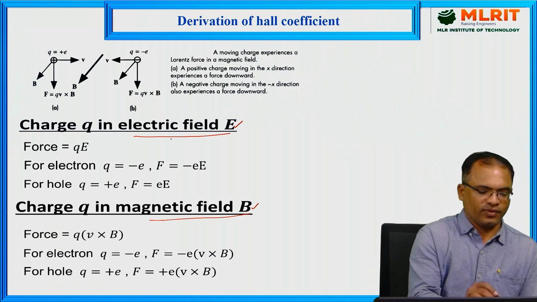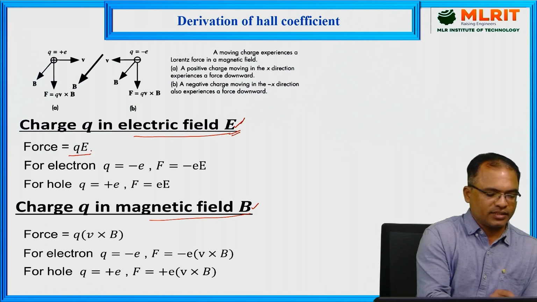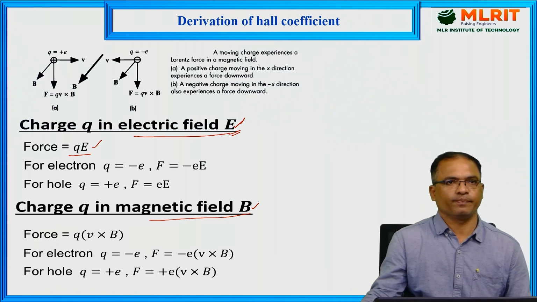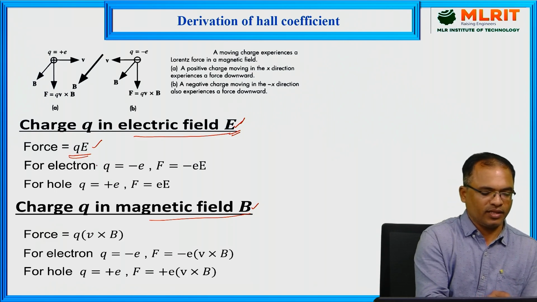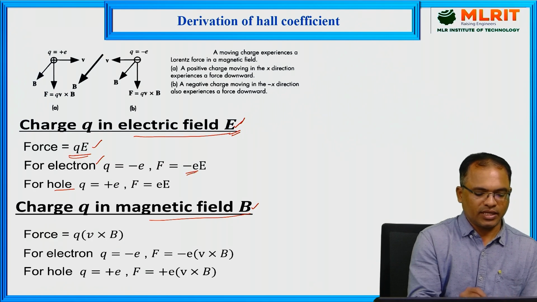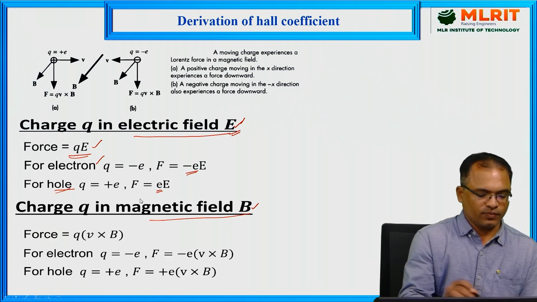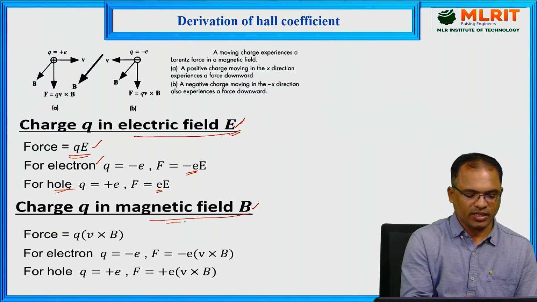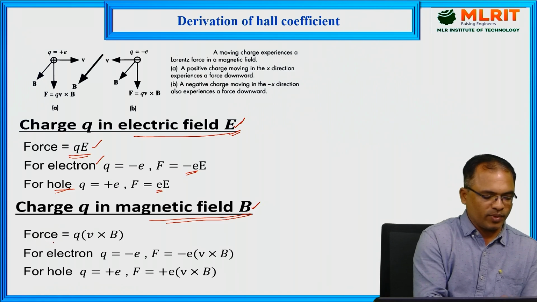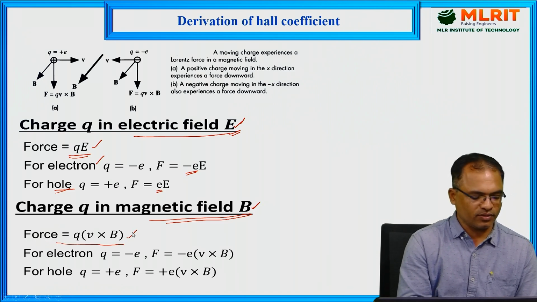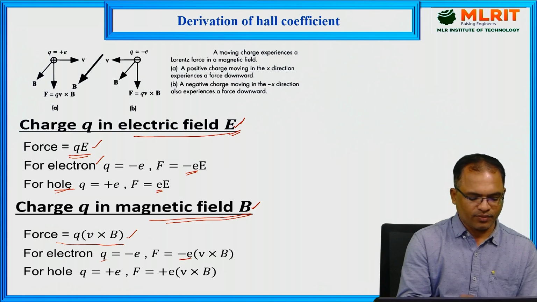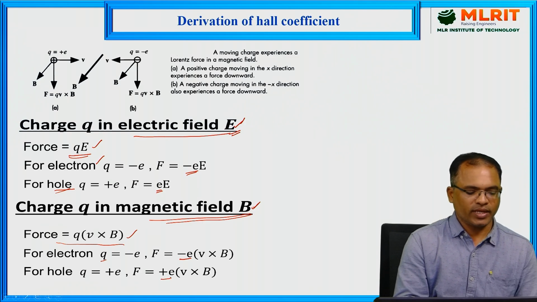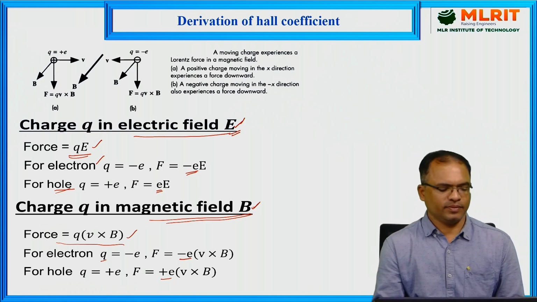The first one is due to the electric field. Due to the applied field E, the force acting on the charge carrier is qE, where q stands for charge. It may be either an electron or a hole. If it is an electron, the charge is taken as negative. If it is a hole, the charge is taken as positive. Next, coming to the force on the same charge carriers due to the applied magnetic field, the force is given by the equation F equals q into v cross B, where q is again the charge of the carrier. If the charge carrier is an electron, it is taken as negative, and if it is a hole, it is taken as positive. Like that, two types of force act on the charge carriers in this case.